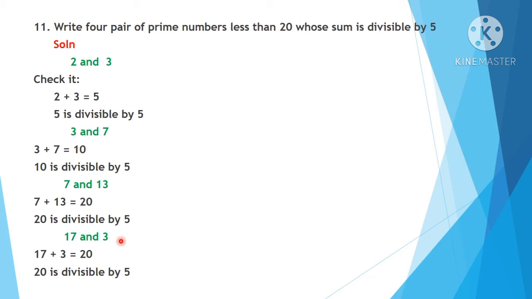Okay, for the exam you can write your own answers. You only have to satisfy this condition. What is the condition? The numbers should be prime numbers, and also less than 20. And when you add the two numbers, the answer should be divisible by 5. Only this condition you have to satisfy. Now let's see the next problem.